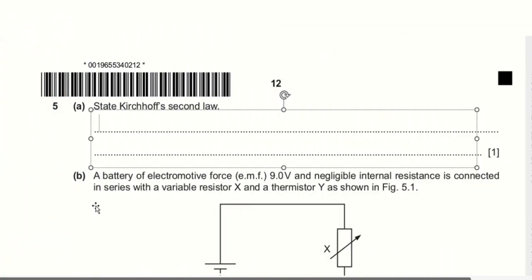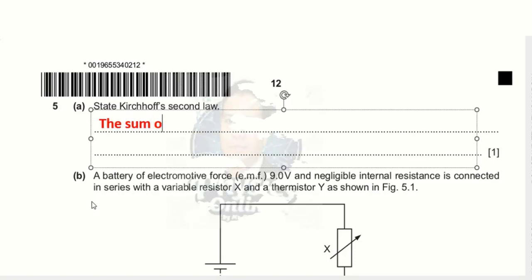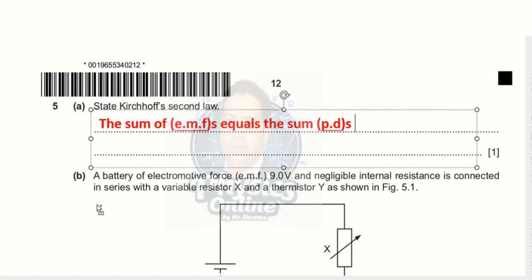State Kirchhoff's second law. The sum of EMF, electromotive force, in a circuit is equal to the sum of potential differences across the components, but this is just in one loop.